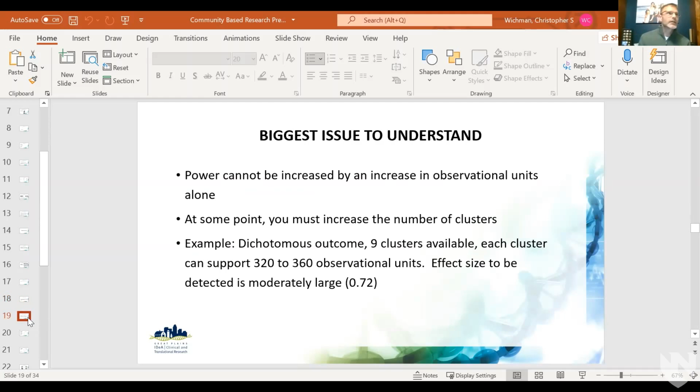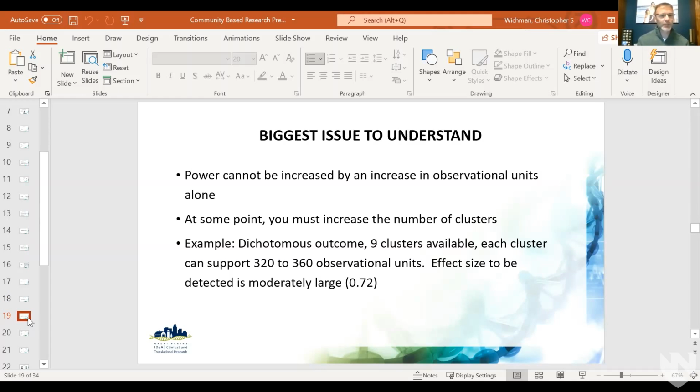the power analysis. So the biggest issue here is that power cannot be increased by increasing the number of observational units alone. Again, in a traditional study, people will just say, well, collect more patients, right? Or collect more subjects. That's great because the subject, the observational unit and the study unit are the same thing. In this case, they are not. So at some point, you are going to have to increase the number of clusters.